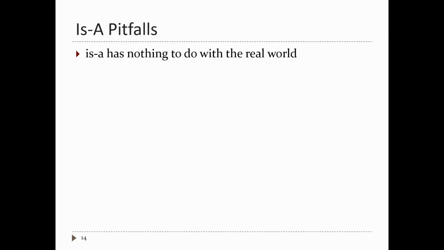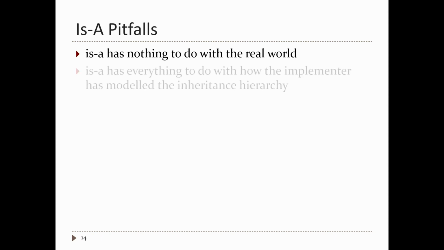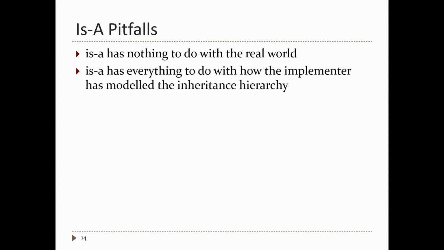Okay, now what you have to remember when you're working with inheritance is that "is substitutable for" has nothing to do with the real world, right? So this is strictly a programming concept, strictly a concept in object-oriented programming. "Is substitutable for" has everything to do with how you've chosen to model your inheritance hierarchy. In other words, it strictly depends on how you've decided to model the problem that you're trying to solve.